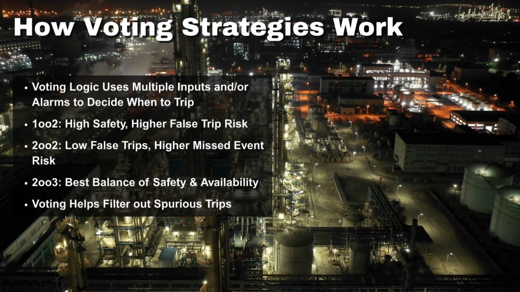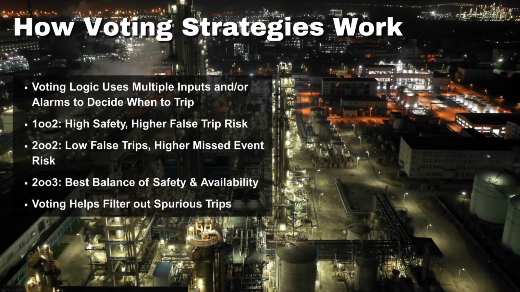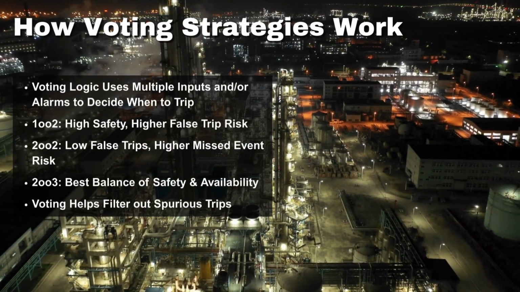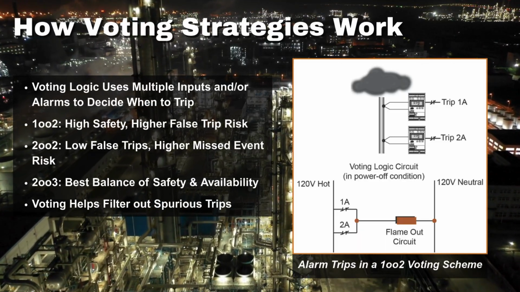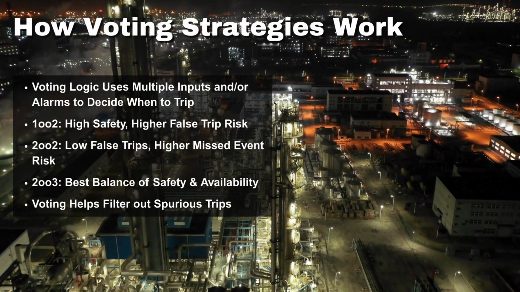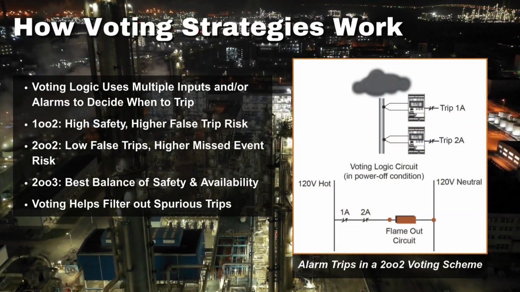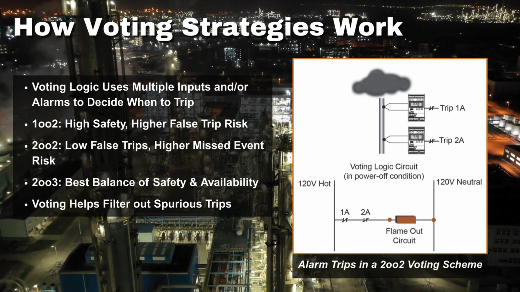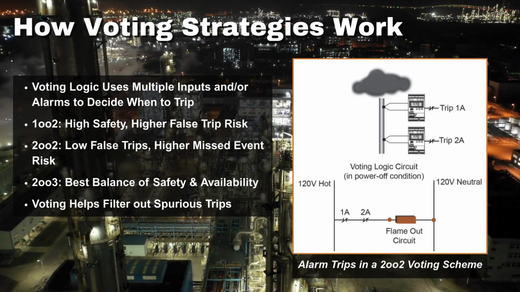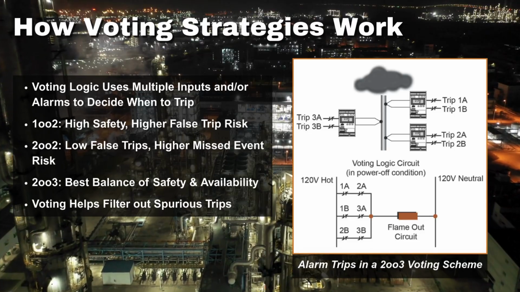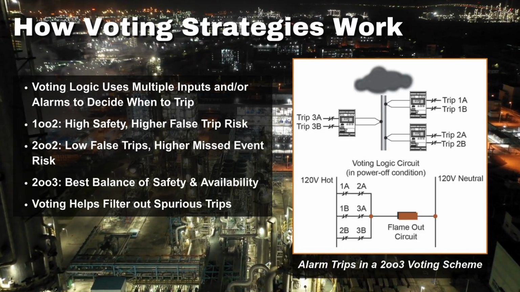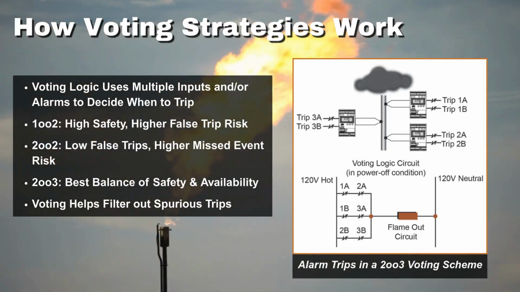Voting strategies use multiple input sensors, alarms, and/or relays to decide when action should be taken. In a 1 out of 2 voting scheme, either input signal, corresponding alarm, or input fault can initiate a trip in the system. A 2 out of 2 voting scheme requires both units to be in an alarm state, which increases process uptime or availability and reduces the likelihood of spurious trips. A 2 out of 3 voting scheme strikes the best balance, requiring agreement from any 2 alarm trips or systems. This strategy offers very high process availability, safety, and flexibility while also reducing false trips.